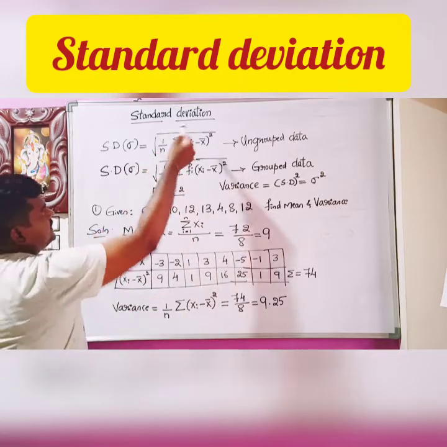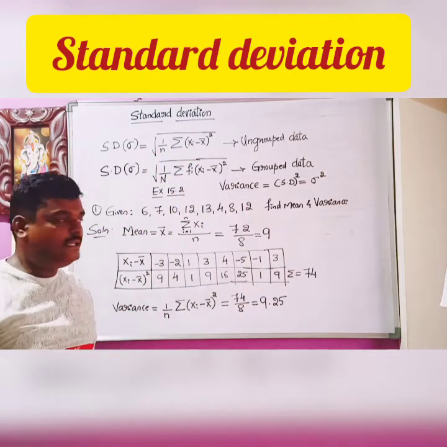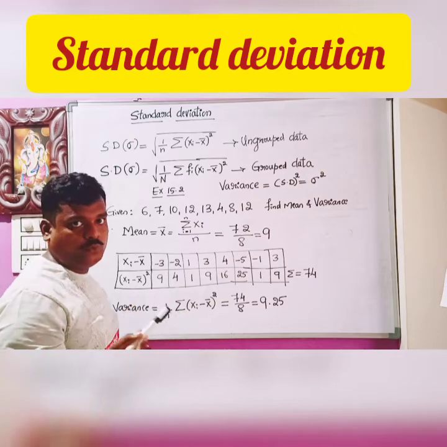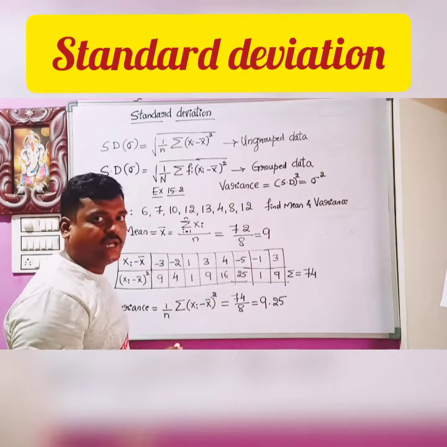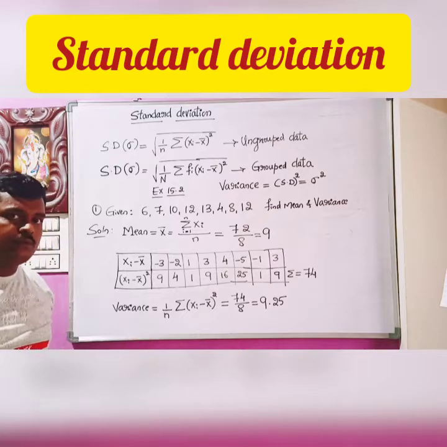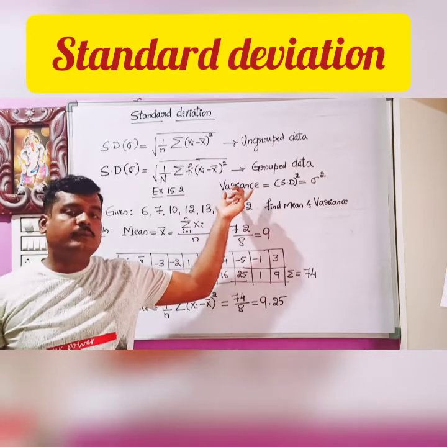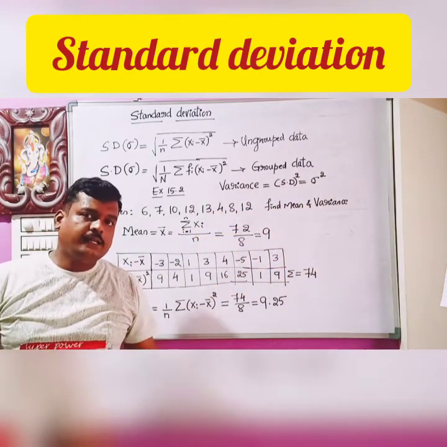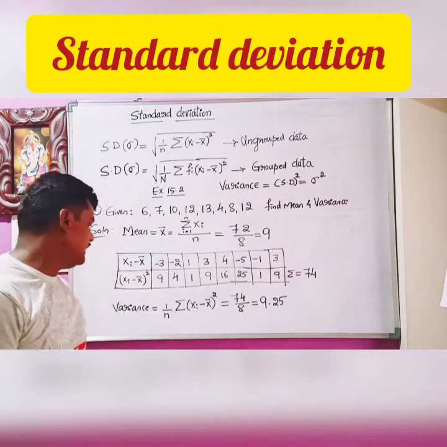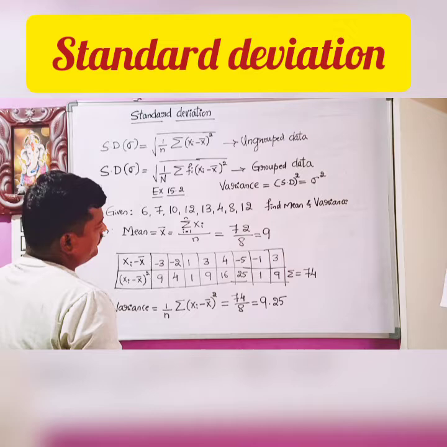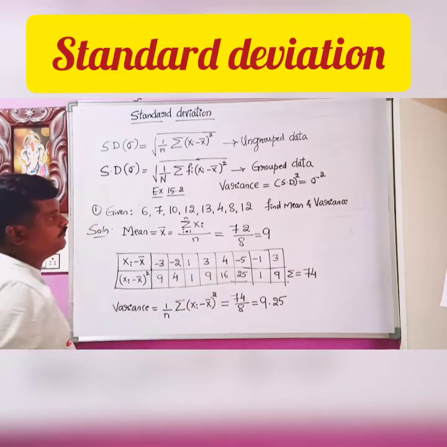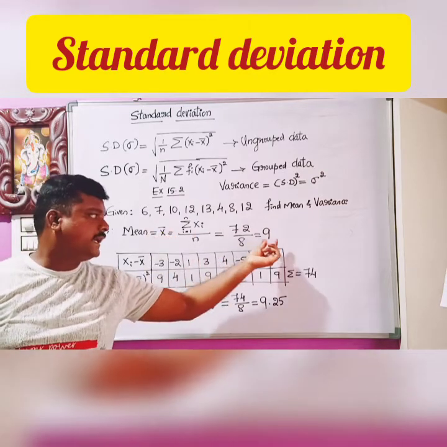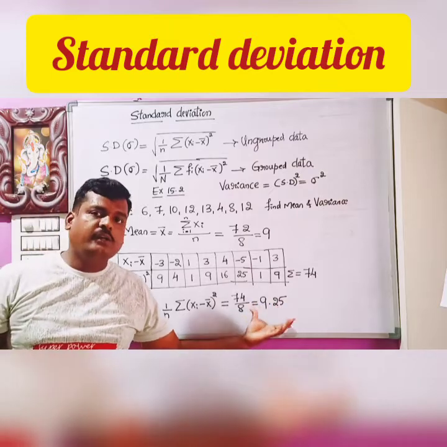Actually, the standard deviation is a square root. Variance is the square of standard deviation. Therefore, this square root will be removed by squaring. This is the formula for variance. We just have to remember the relationship between variance and standard deviation. The symbol for this is sigma square. So this is the variance and this is the mean. They ask you to find the mean and variance. We obtain the mean as 9 and variance as 9.25.